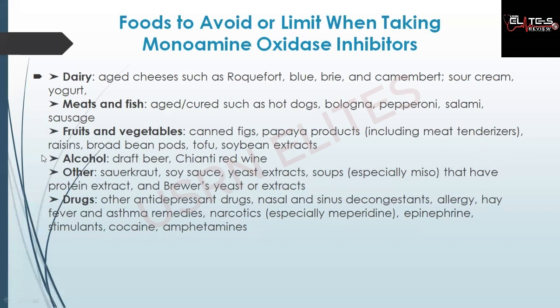Raisins, they can't take it. Broad bean pods, they can't take it. Tofu is one of their good foods that they normally enjoy, but you can't take it. Soybean extract. So these are sometimes the foods, and when you get it on the exam, it's disheartening, but what can you do? Occasionally you see that some of them will appear. You can take note of some of them.